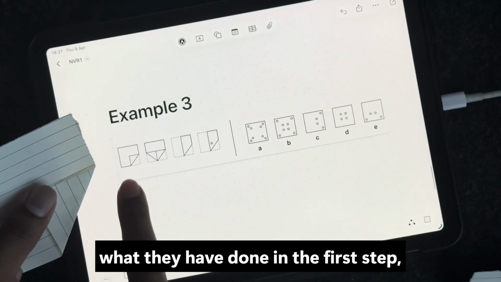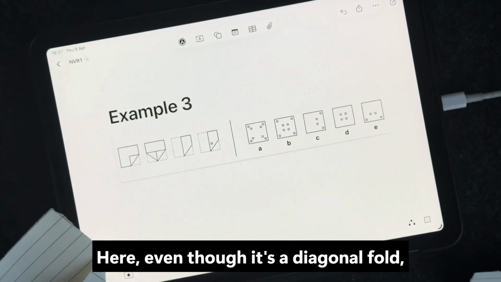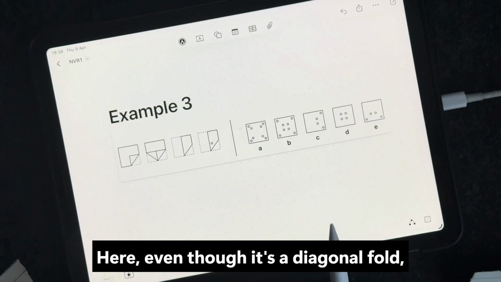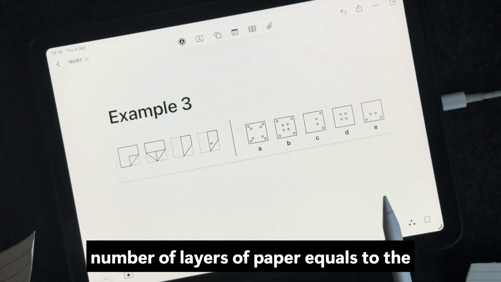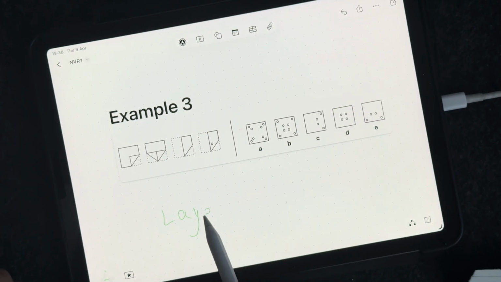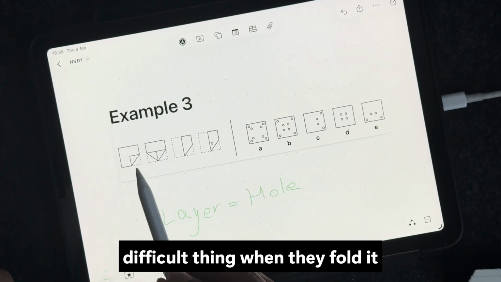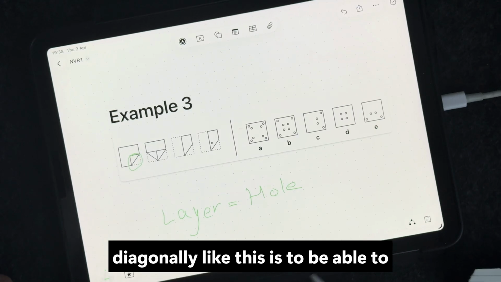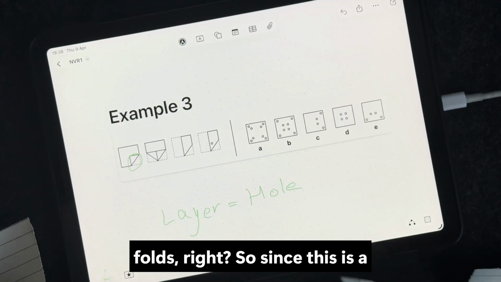So that's what they have done in the first step, right? And then again in the second step. Here, even though it's a diagonal fold, you can still use the same trick. The number of layers of paper equals the number of holes. Number of layers equals number of holes. The only difficult thing when they fold it diagonally like this is to be able to track which layer of paper has how many folds, right?